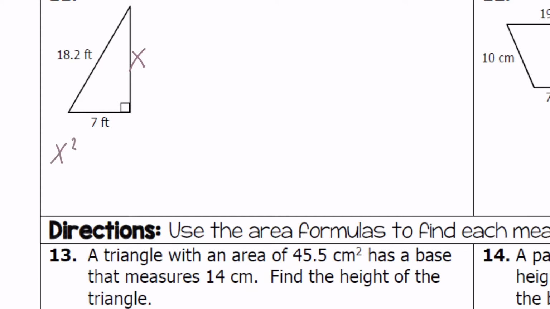So remember, x squared plus 7 squared is going to equal 18.2 squared. That's going to help you find this side, which happens to be your height. You can use h if you want. That's going to help you find your height.